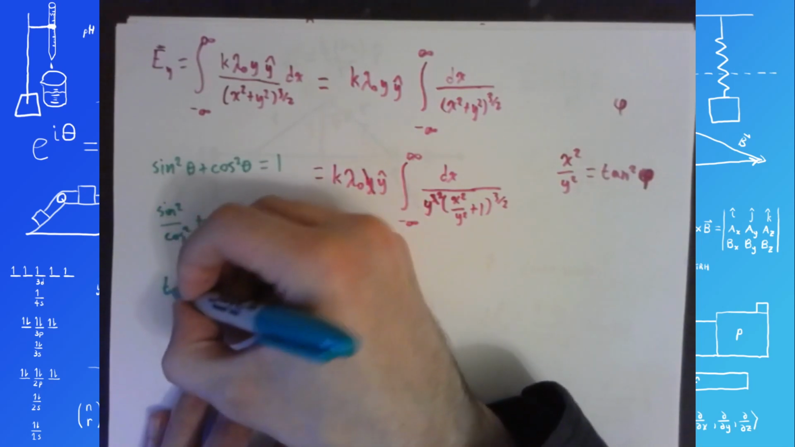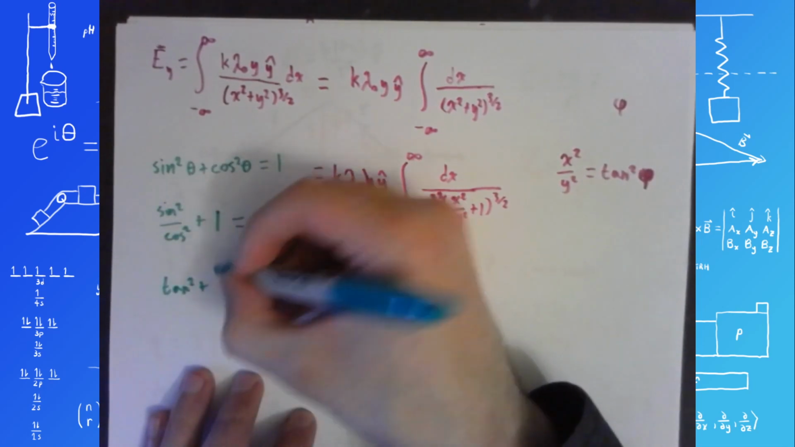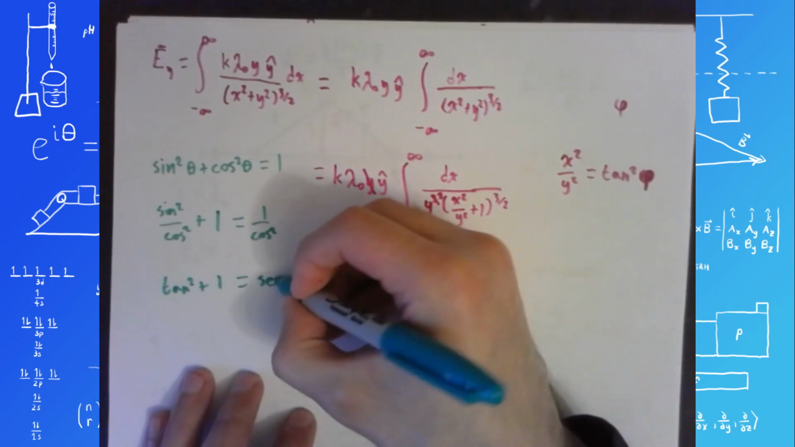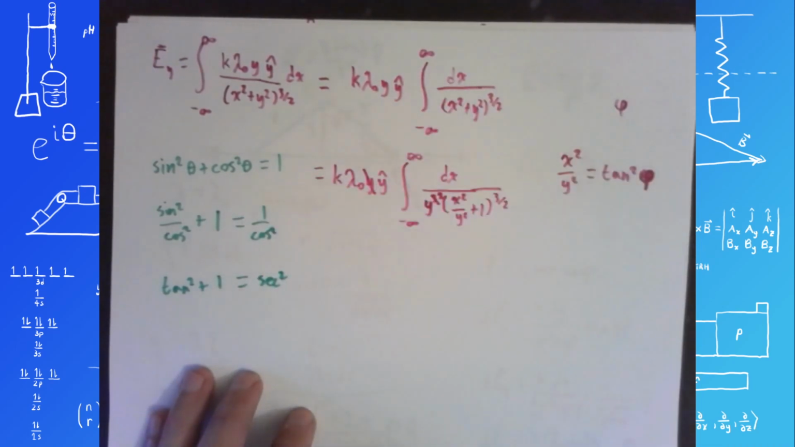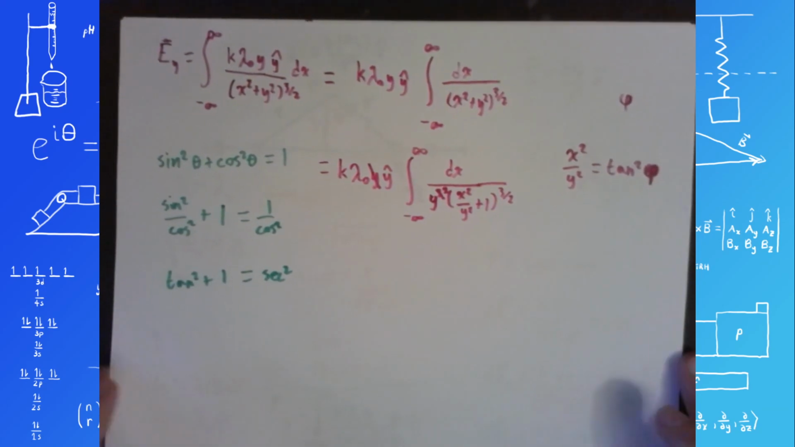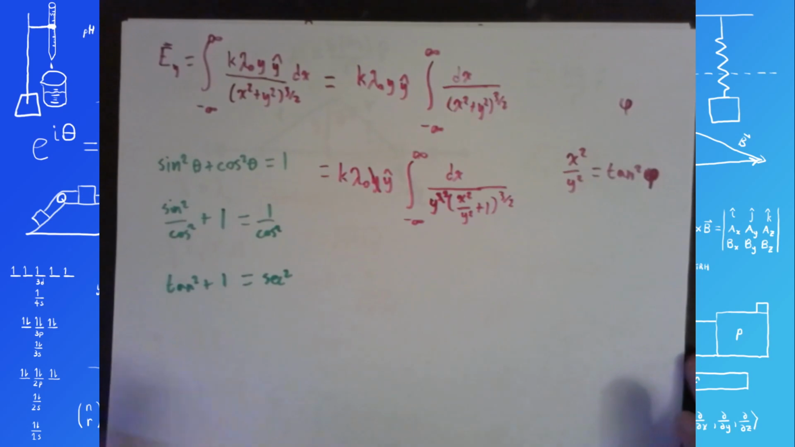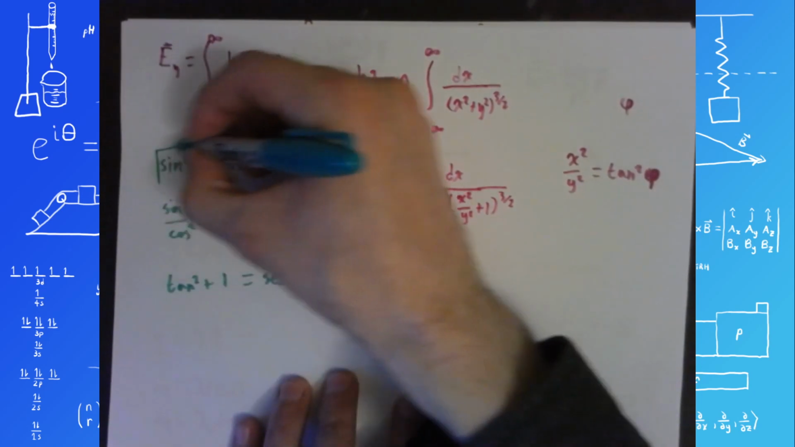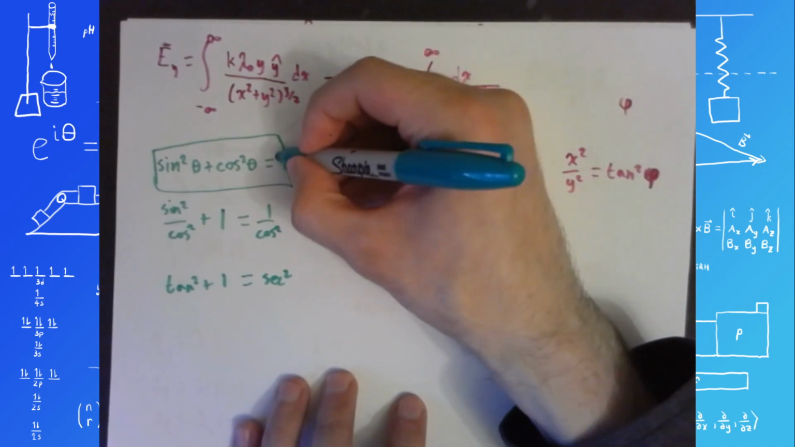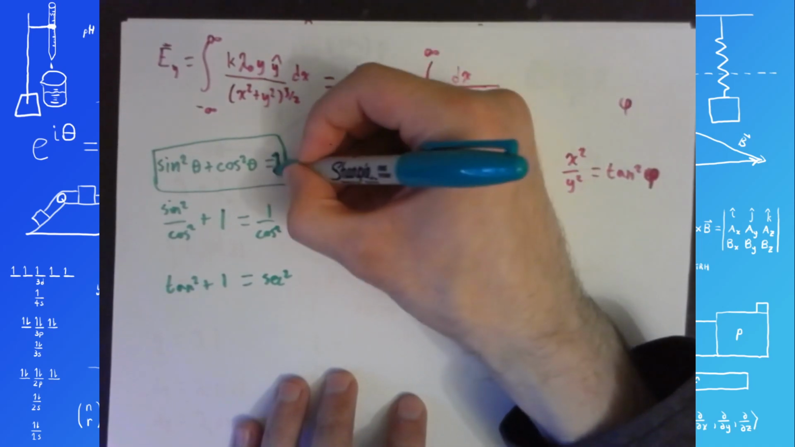Sine squared over cosine squared, that's tan squared, plus the 1 just gets copied over, and 1 over cosine squared, that's the definition of secant squared. So there you go. Even if you don't know all of your Pythagorean identities off the top of your head, as long as you remember the main one, you can derive all the others. And I think I just wrote over my 1 there.